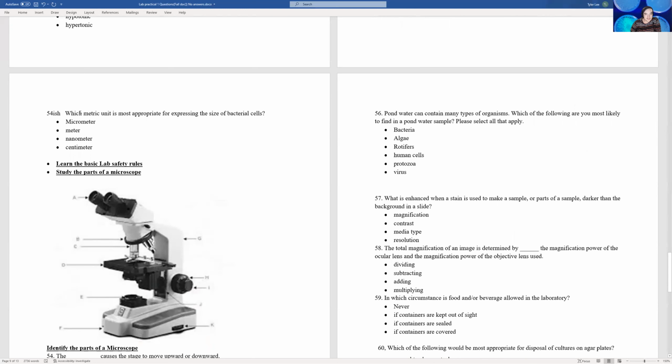Which metric unit is most appropriate for expressing the size of bacterial cells? Well, for looking at bacterial cells, we typically use a microscope, which deals in micrometers.